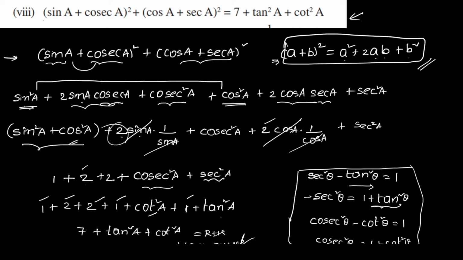Okay, this problem is completely on the application of these identities, how well you can apply them. This is how we have to use the identities, and convert one ratio in terms of another ratio. I hope you understood this problem, and we'll move on to the next problem.